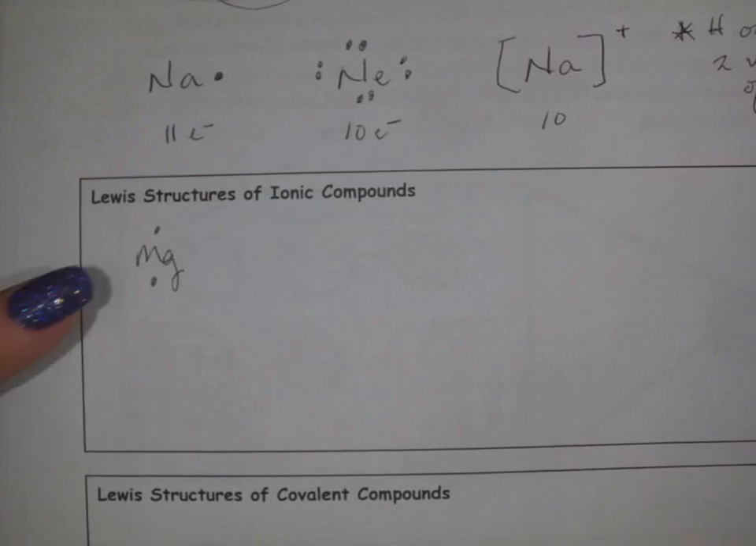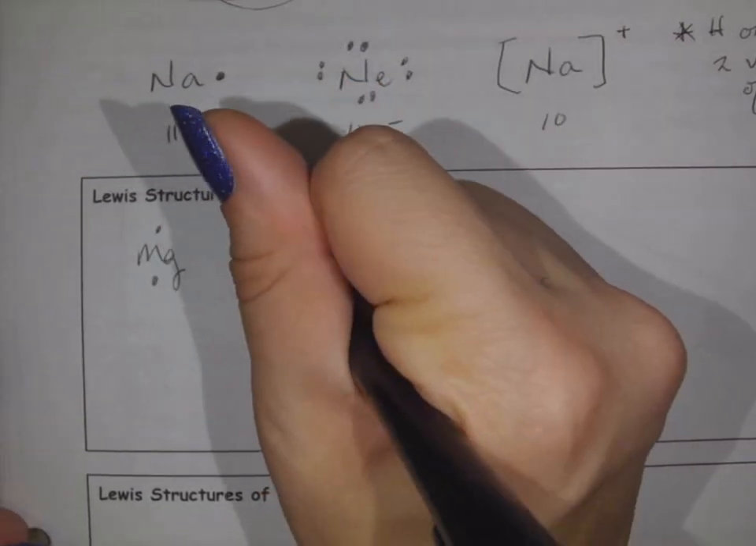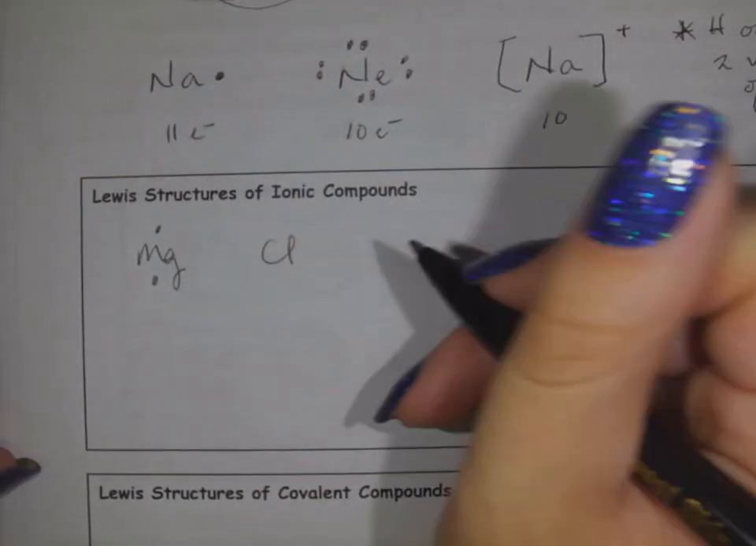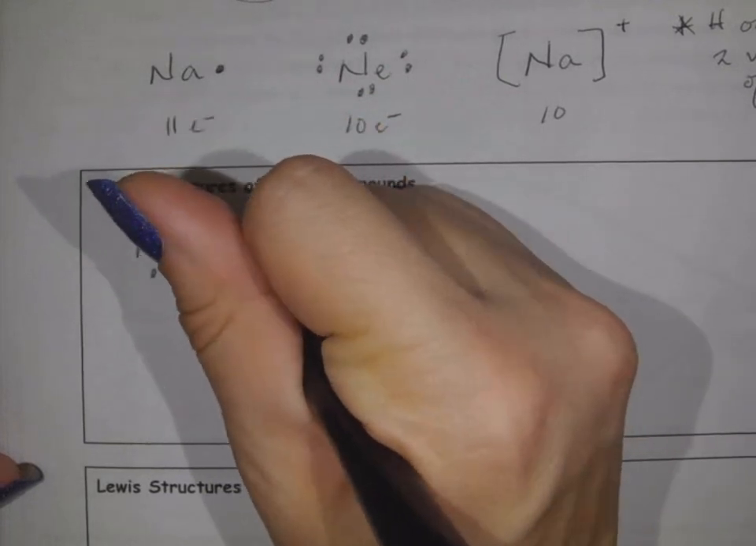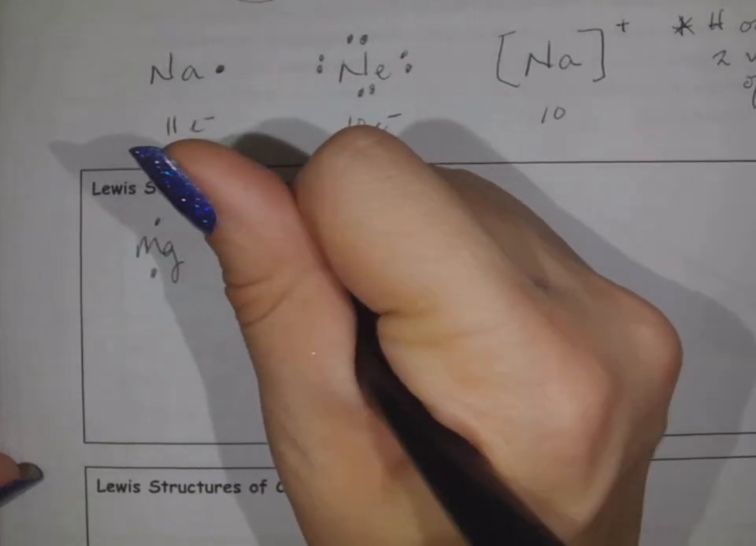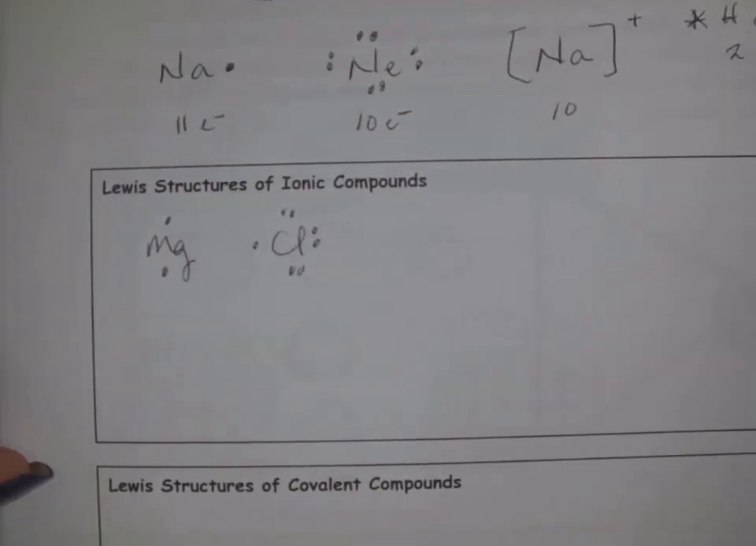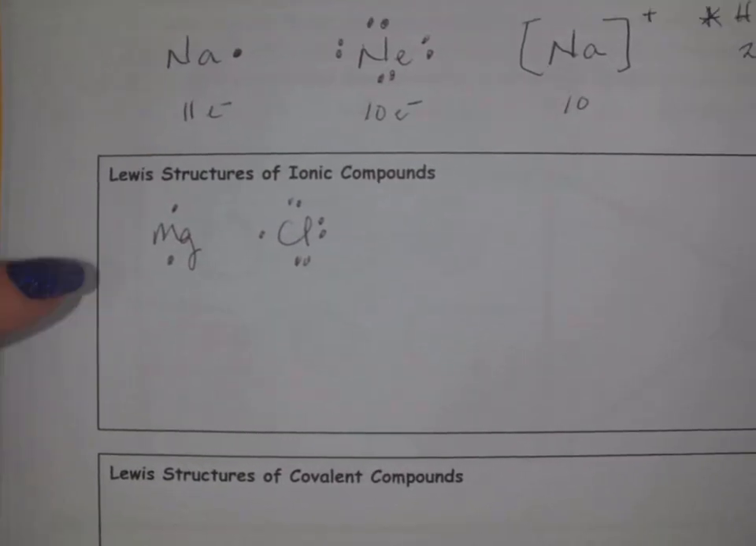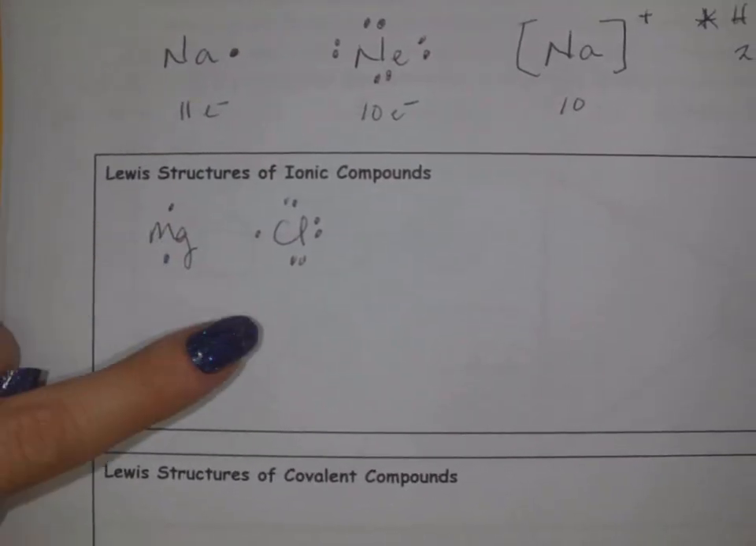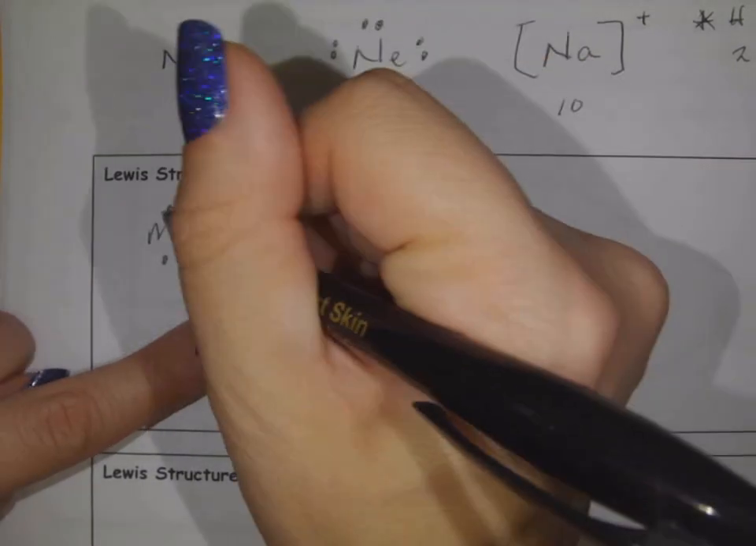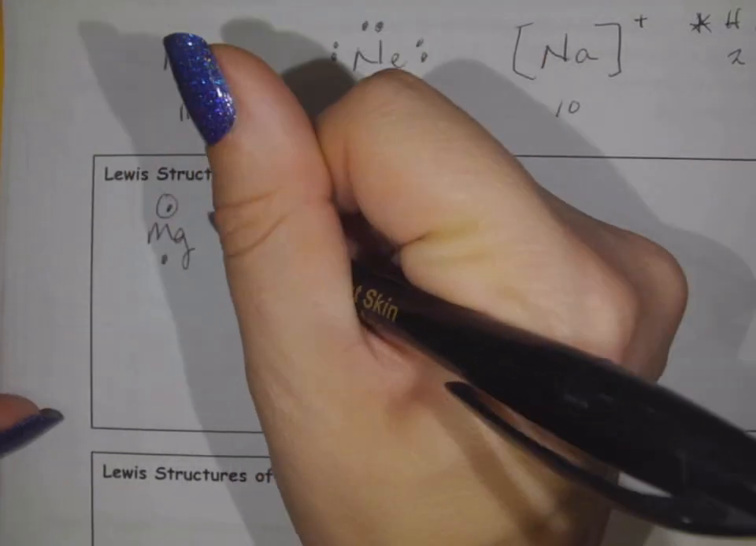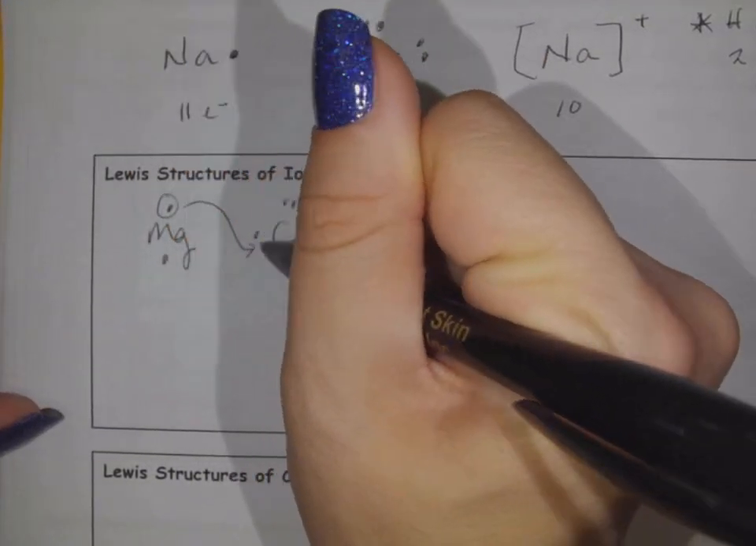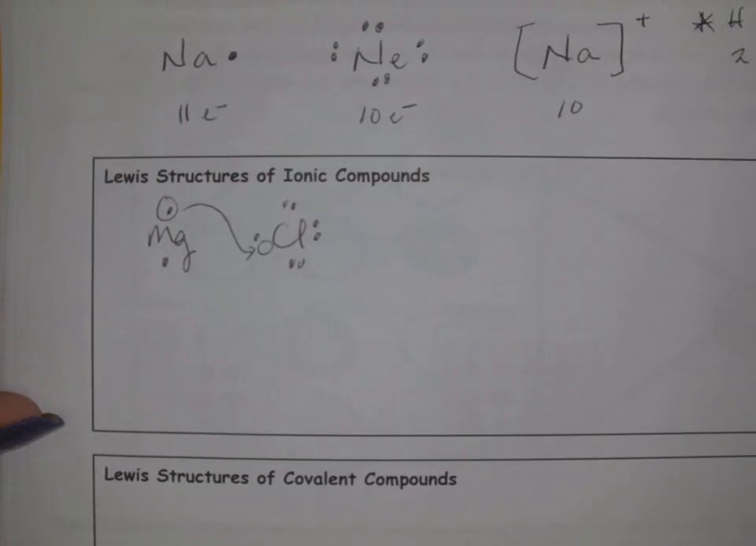And chlorine. Here's our metal, and let's do a nonmetal, which is chlorine. Chlorine is in group 17, so it has 7 valence electrons. Okay, there's my 7. Now, metals lose electrons and nonmetals gain electrons. So magnesium is going to lose this electron, and chlorine's going to gain that electron.